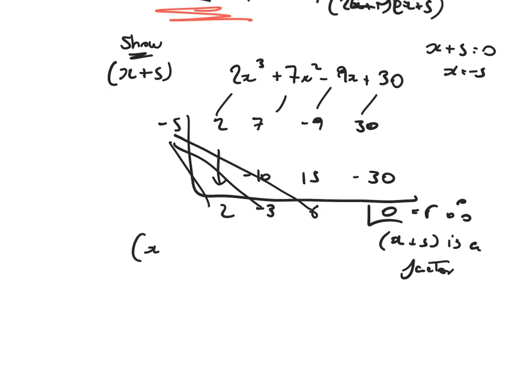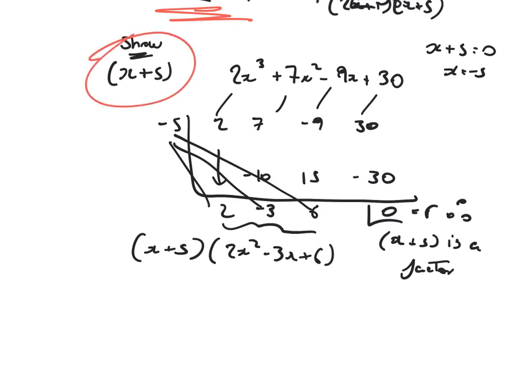Okay, so that's my first bracket. And the second bracket is given by this expression, 2x squared minus 3x plus 6. Now, I'm not going to go any further with this question, because the question only asked me to show that x plus 5 is a factor, as opposed to going forward and factorising fully. So as soon as I get to r equals 0, therefore x plus 5 is a factor, that's the question done.